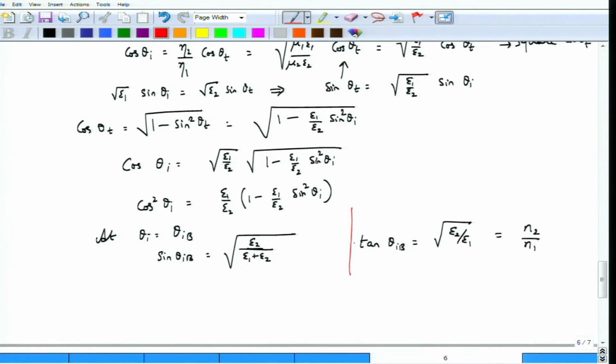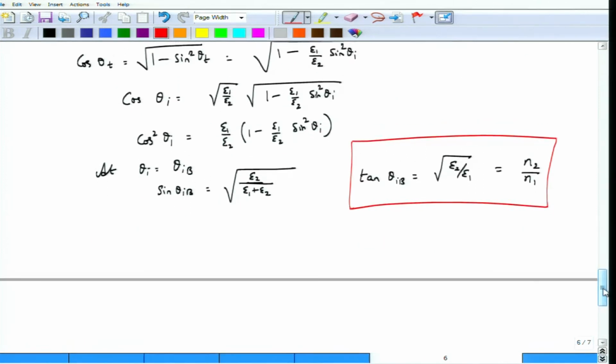This expression is very simple, you can use it to calculate what the Brewster angle is, and Brewster angle actually has a lot of applications. Two applications I am going to discuss. The first application is polarization of a wave, of a wave or light upon reflection, okay.